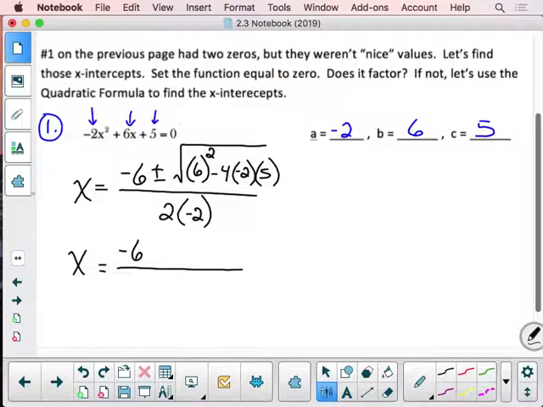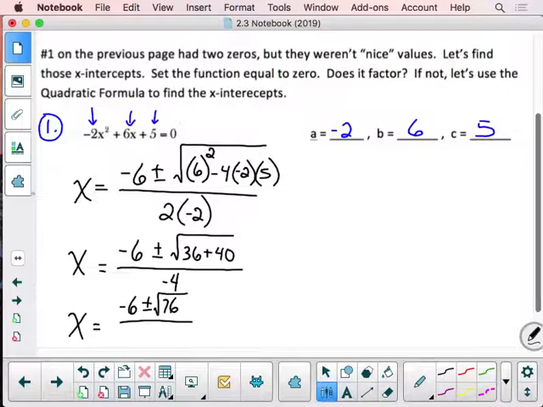Opposite of b still, plus or minus, now inside there, square root. 6 squared is 36. -4 times -2 is +8, times 5 would be +40, all divided by 2 times -2, which is -4. Again, we can simplify what's inside the square root, and we get -6 plus or minus the square root of 76 over -4.